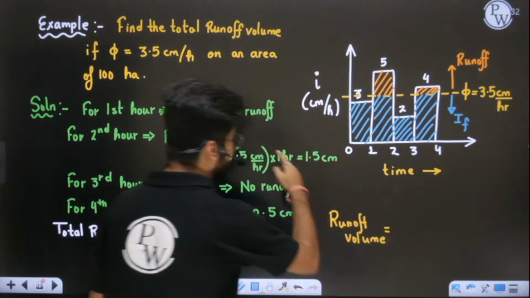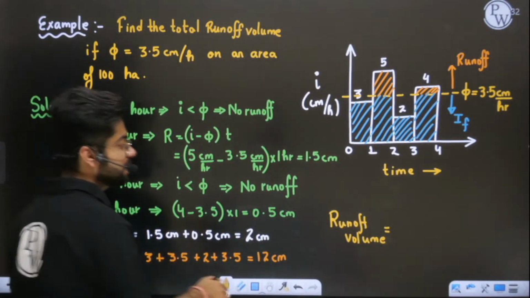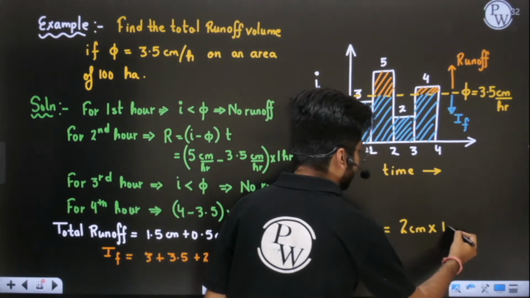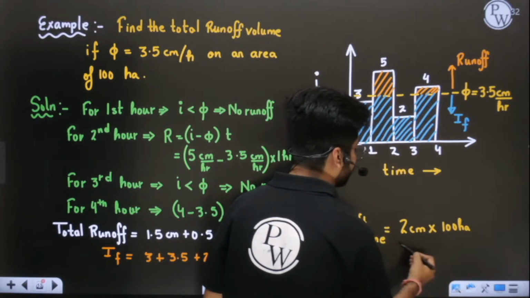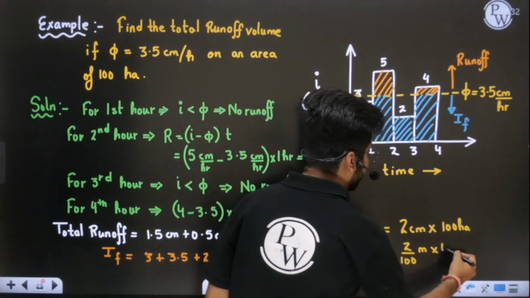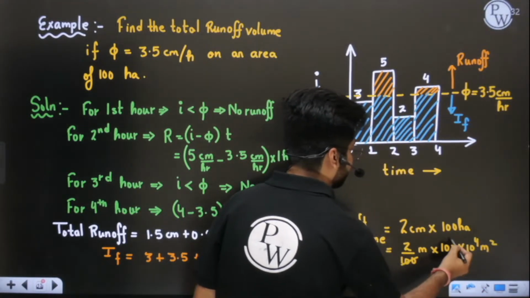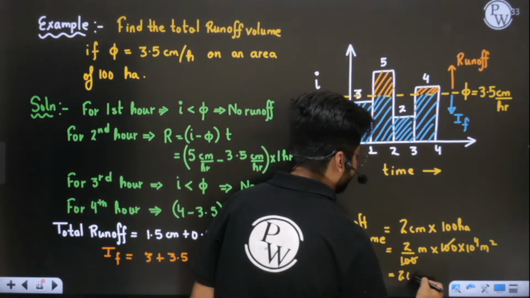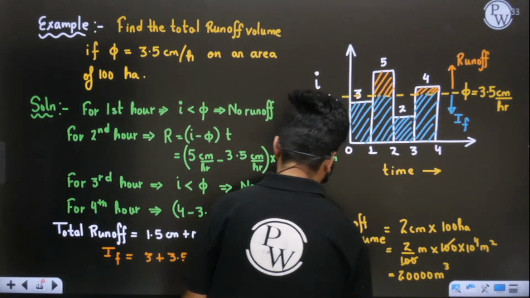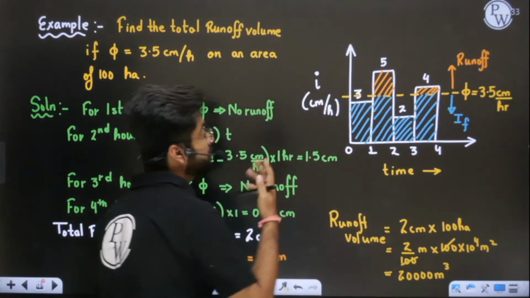Sir, firstly, I will find the runoff depth in all the R's, for the first R, second R, like this with the help of phi index. Then I will multiply this runoff depth by the area to get the volume. So this 2 centimeter is 2 by 100 meter, and 100 hectare, you all know 1 hectare is 10 power 4 meter square. So the total value of runoff volume will be 2 into 10 power 4. That means 20,000 meter cube runoff will take place from this field.